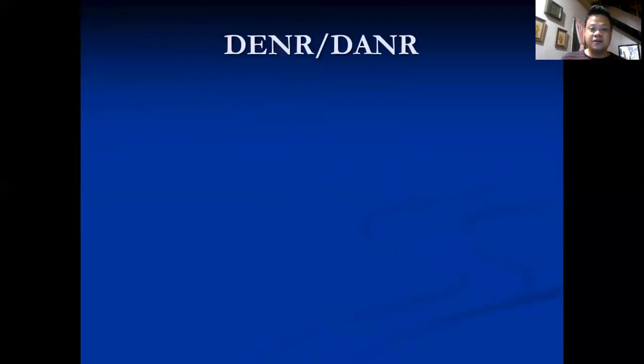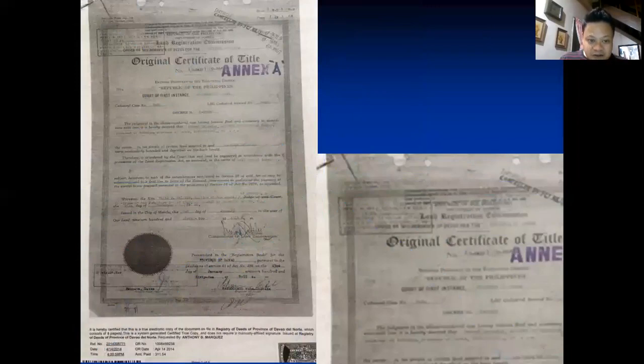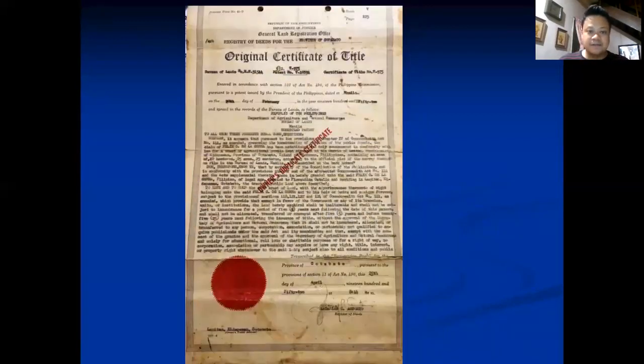Now, DNR or the DANR, di ba? Original Certificate of Title, Ministry of Natural Resources, Homestead Patent. Di ba? So it's signed there by the Deputy Minister of Natural Resources. Dito sa kabila, judge eh. Balikan natin yung ano. This emanates from the judge. There is a court decision and it is sent. Judge of the court. Okay? Ayun, nakalagay, oh. You look at it closely. But this time, in DNR, it states there who was the approving authority. Okay?